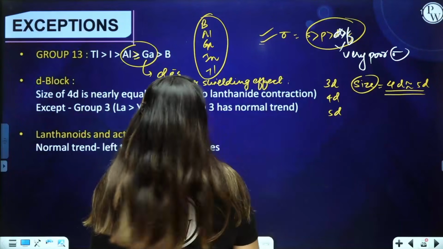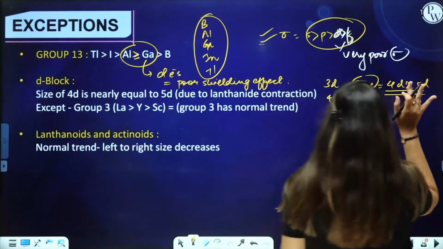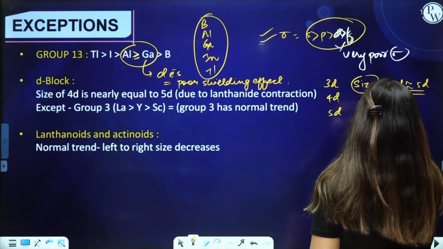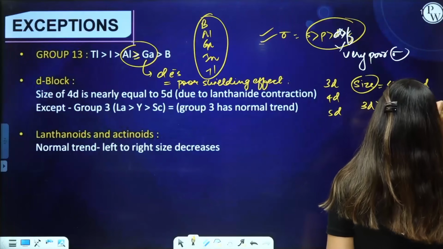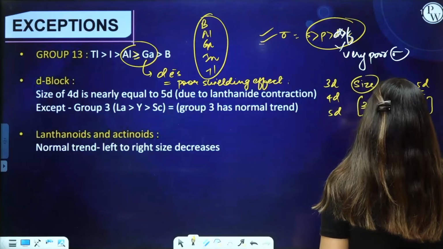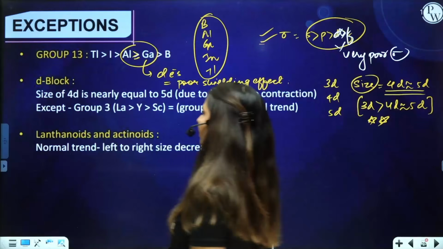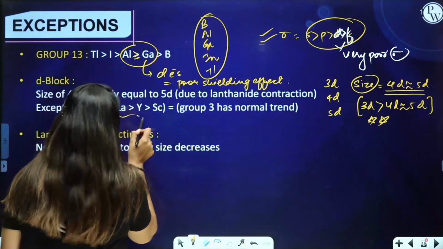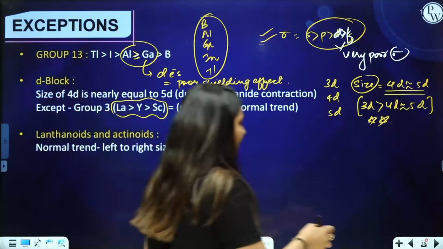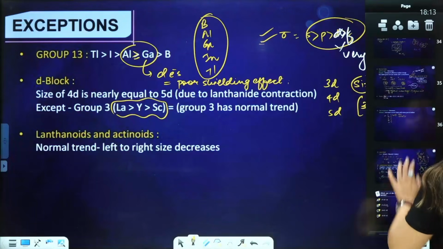What I'm telling you is the size of 4D and 5D is almost the same, okay? And 3D has a greater size than the 4D and 5D series. Do not forget this, okay? Always remember this thing. But that is not followed for these elements.